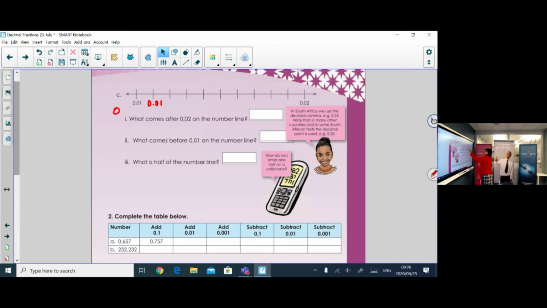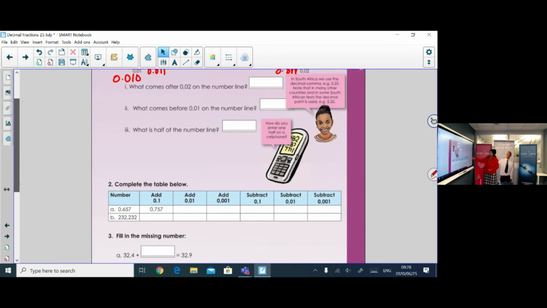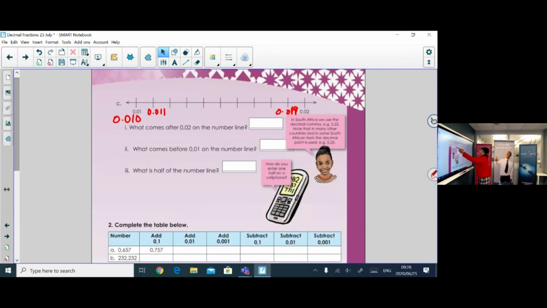Okay, let me take this one as 0.010. It's like my 10. So the next one will be that one, because I'm adding one more. We have seen from the previous question there. So here, 0.019. This is a 9. If you count, you'll come to 0.02 over there.